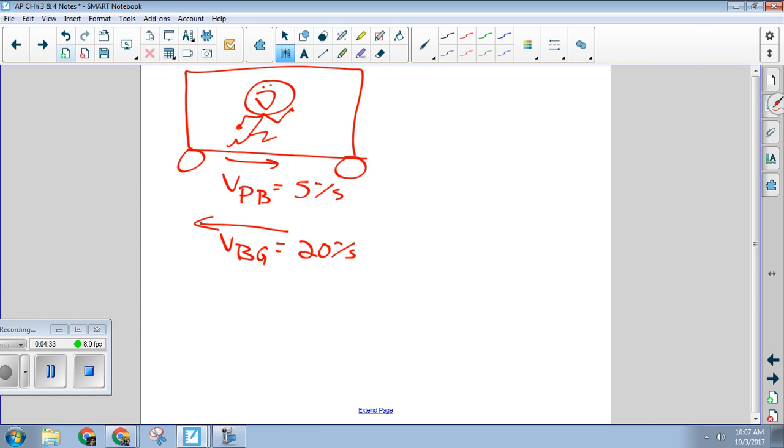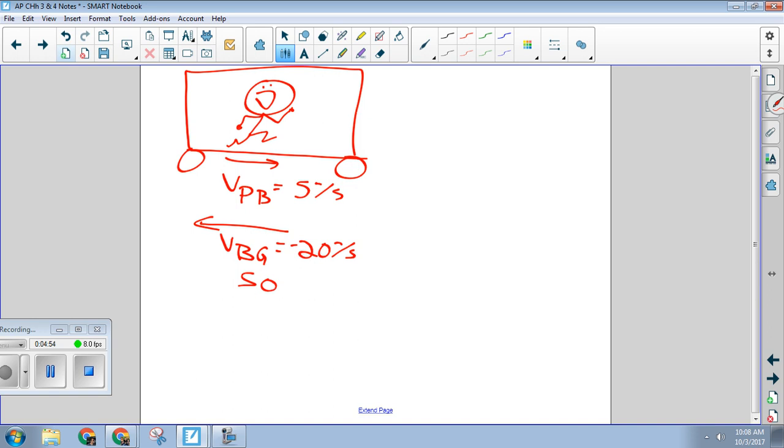So if we wanted to find the velocity of the person relative to the ground, what's up, Cam? Exactly, I was going to get there. Cam just said the 20 meters a second should be negative. Do you see why? It's pointing in a negative direction. Good? Yes, exactly.